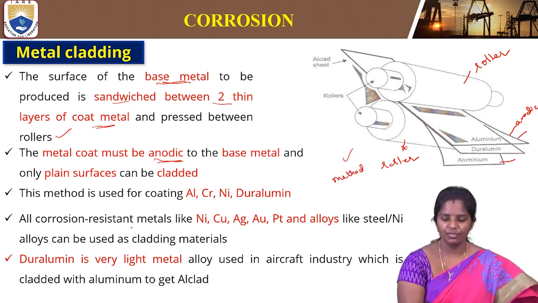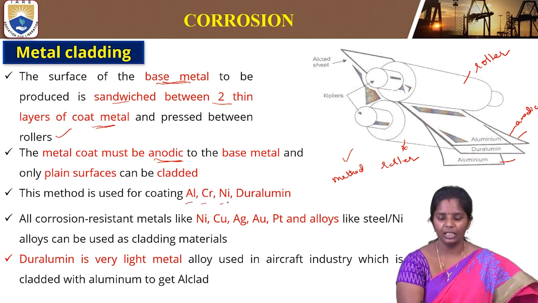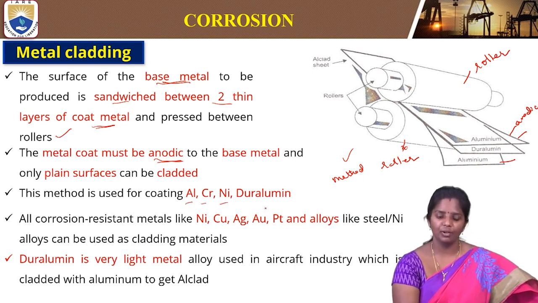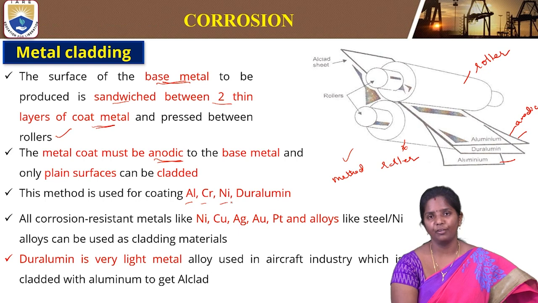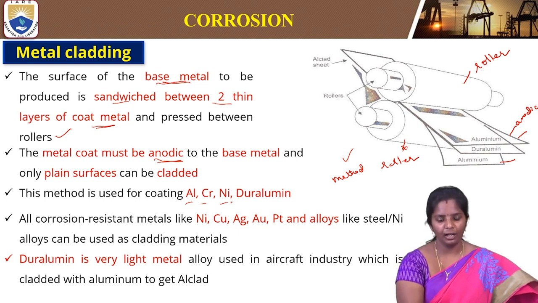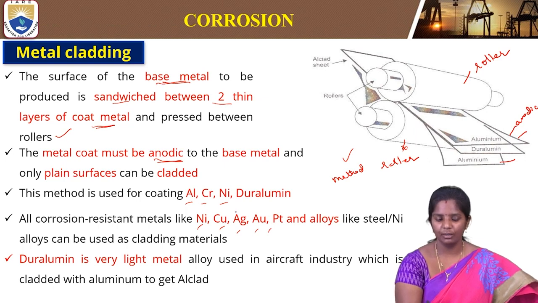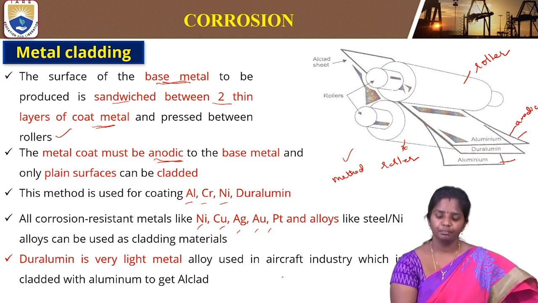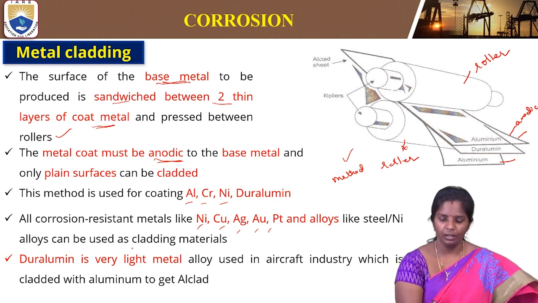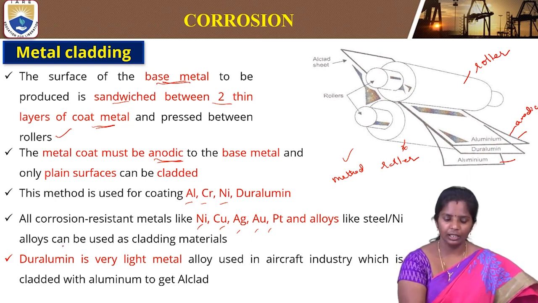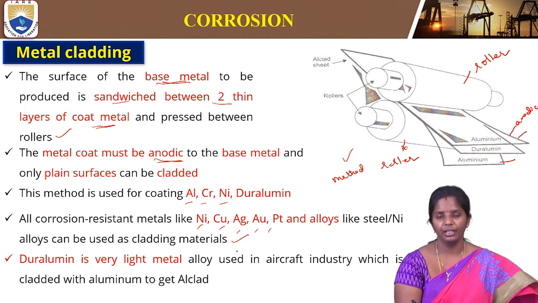So this method is used for coating aluminium, chromium, nickel, and duraluminum. These are some of the examples where this type of metal cladding is used. And all corrosion resistant metals like nickel, copper, silver, gold, platinum, and all the alloys can again be used for the metal cladding process. Alloys like steel and nickel can be used as cladding materials.